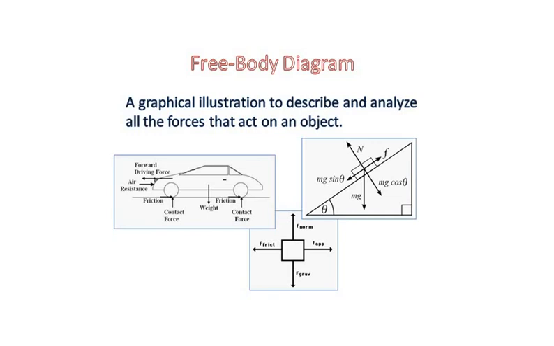The first step to solve any dynamic problem is to identify all the forces that affect that object and their directions. To do this, we use a graphical illustration by constructing a free-body diagram. The free-body diagram is a graphical illustration to describe and analyze all the forces acting on an object. It is called free because you take one object and draw all the forces affecting that object.